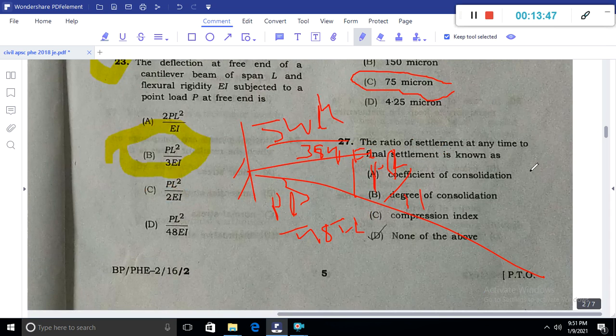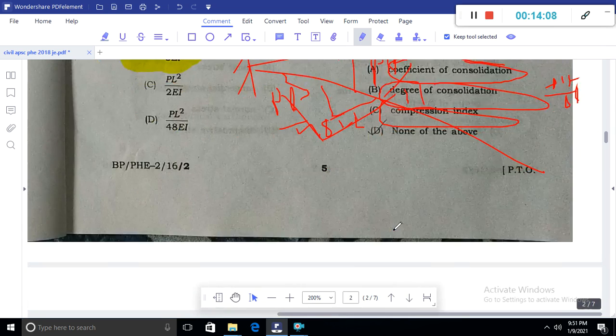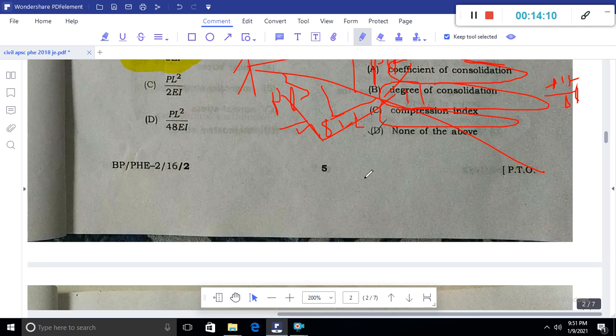The ratio of settlement at any time to the final settlement: coefficient of consolidation, degree of consolidation, compression index. Ito amar settlement del H by del L. Ito amar hoda degree of consolidation. The ratio of settlement at any time to final settlement is degree of consolidation.